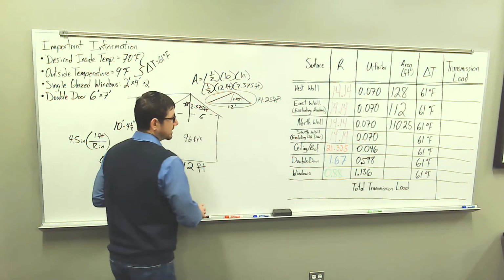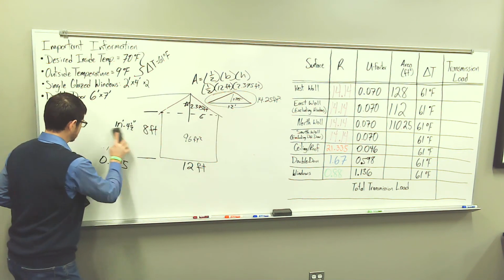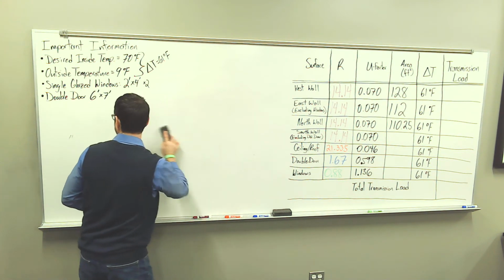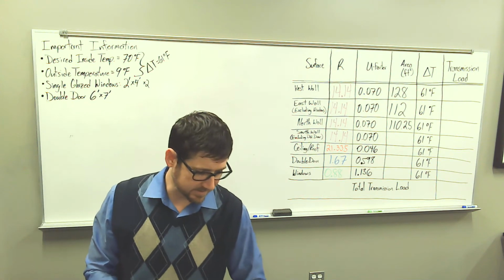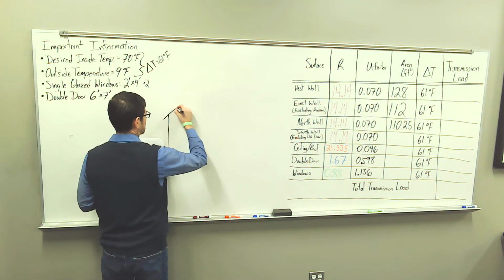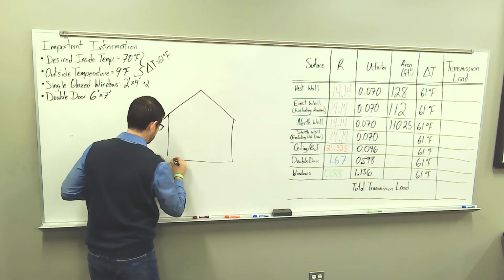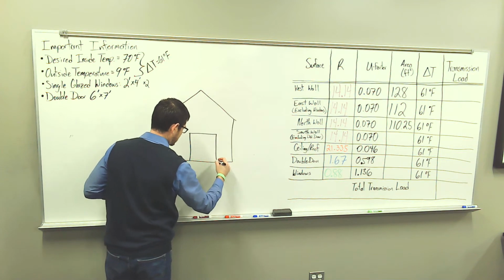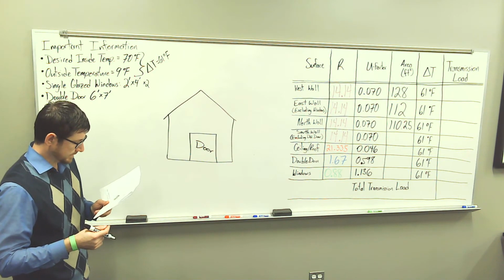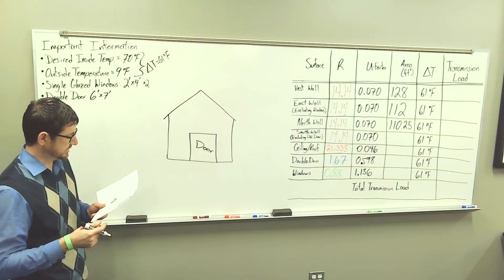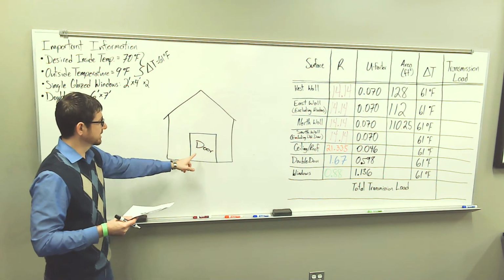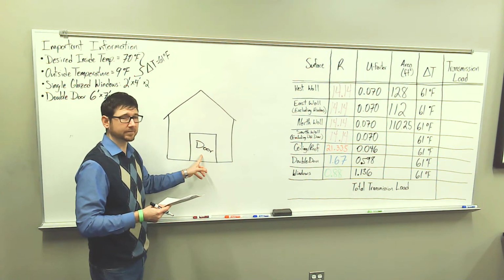Okay, now let's take a look at the south wall. Okay, so let's look at our plans. The south wall in our elevation. So this is our door. Okay, and so the south elevation is very similar to the north elevation because all of the dimensions are the same, except we're going to have to subtract the area for the door.